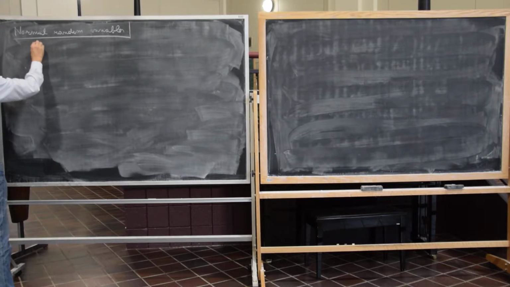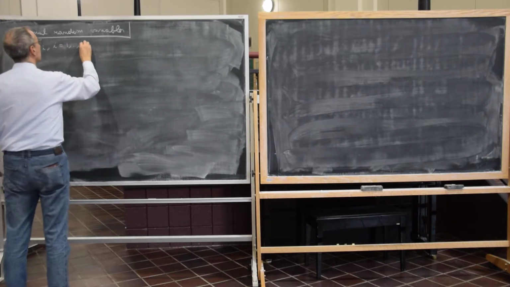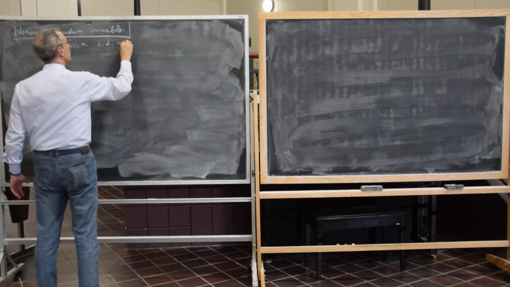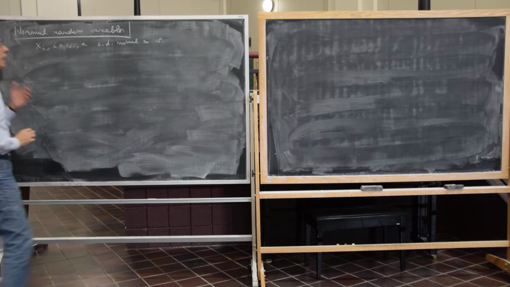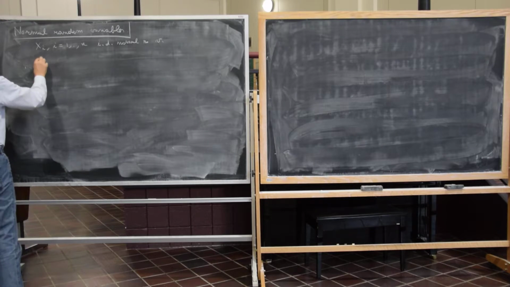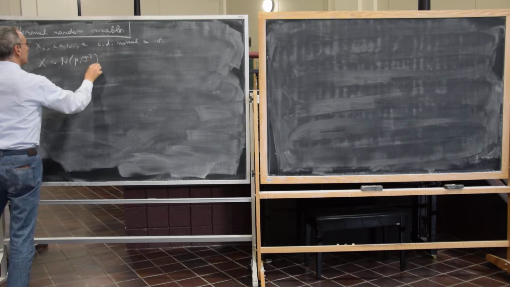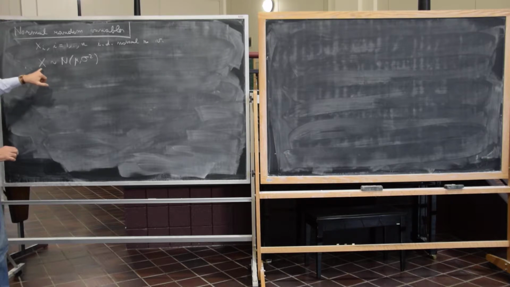So suppose that xi are independently distributed normal random variables. And I use the following notation. I say that x is a normal mu sigma square if it's a normal distribution with mean mu and variance sigma square.